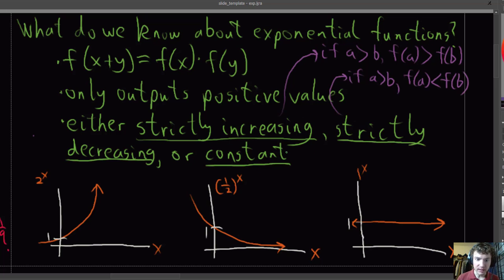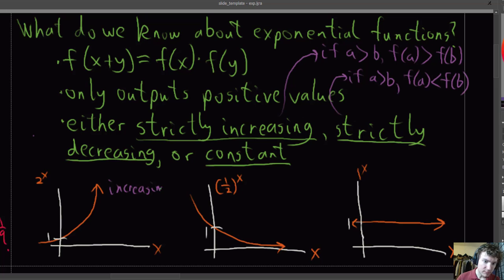So to see why it could be any of those, let's think about, for instance, the function 2 to the power x, which has this graph. As you increase x, you're multiplying 2 by itself more times, so that always gets larger. So this function is strictly increasing.